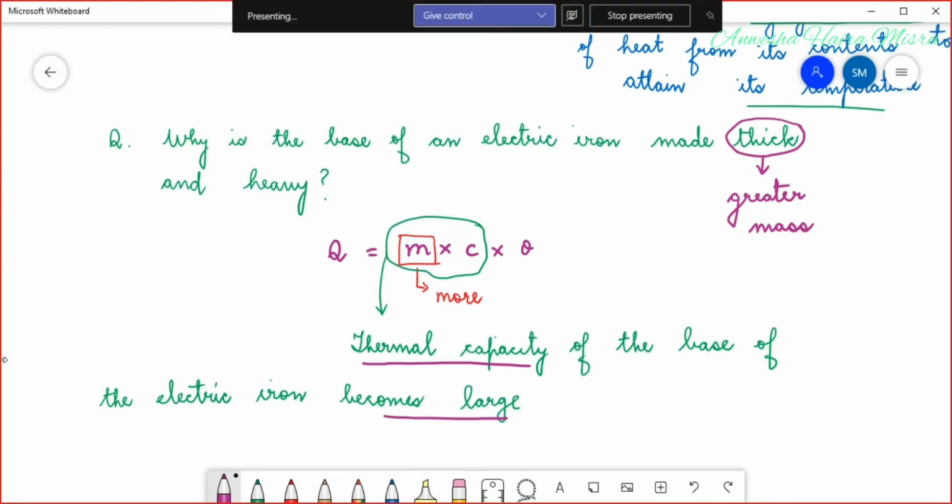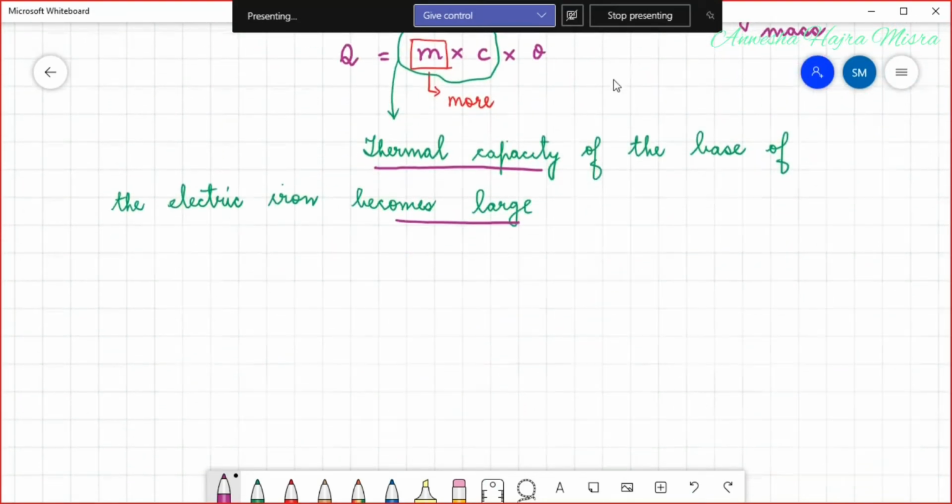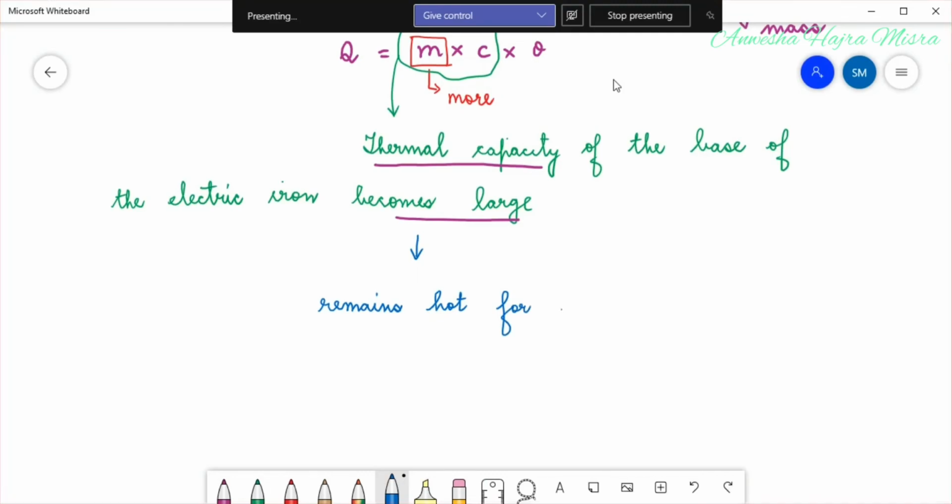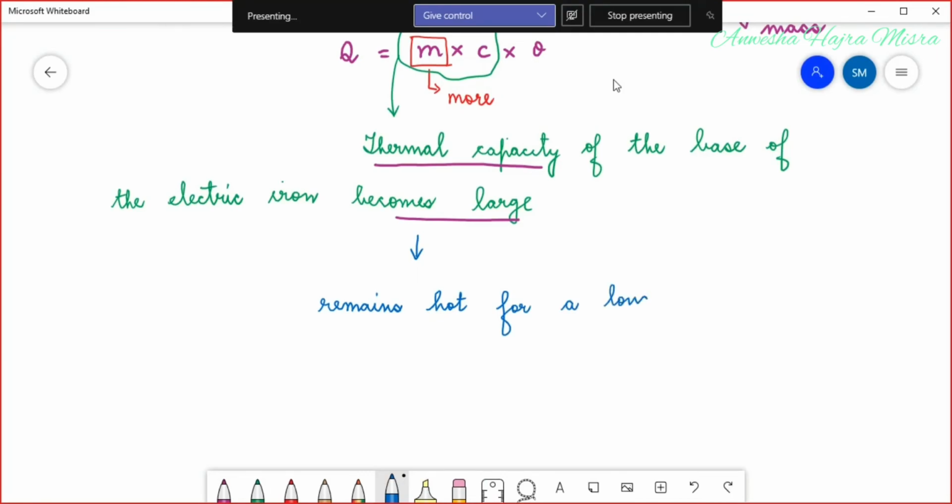And the second keyword will be: remains hot. The electric iron remains hot for a long duration, even after switching off the current.